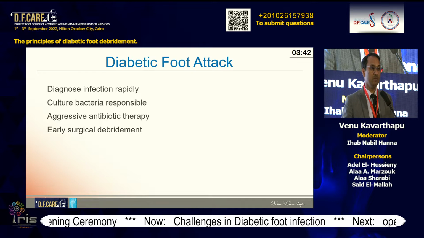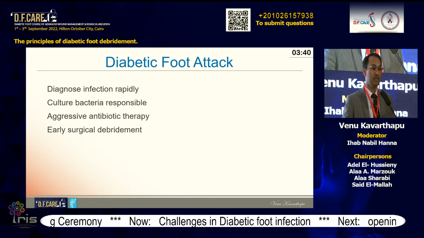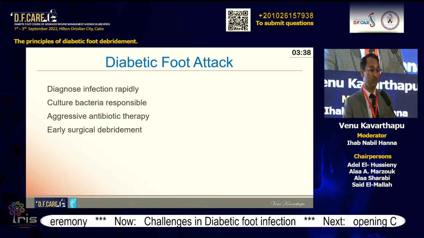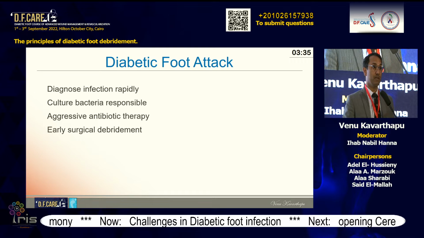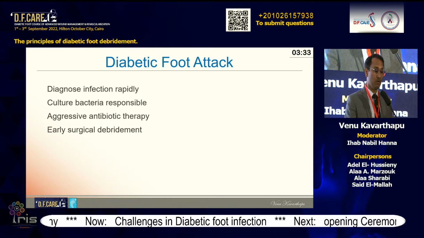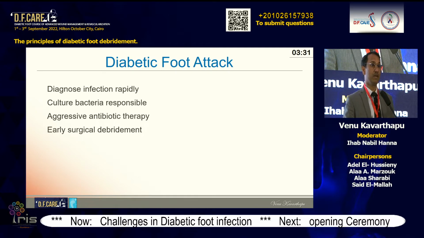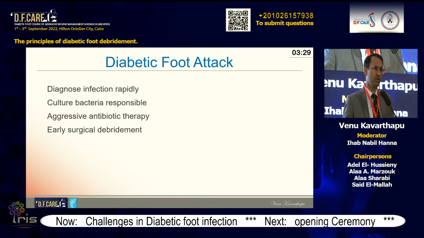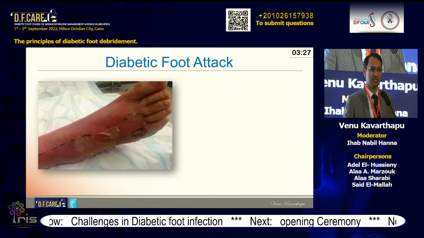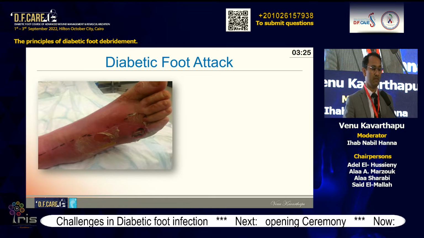So here, we need to diagnose infection rapidly, culture the bacteria responsible before you start the empirical antibiotic therapy based on your local protocols, early surgical debridement. There is absolutely no role for non-surgical management for such presentations. It's not only the limb at risk, the life is also at risk.